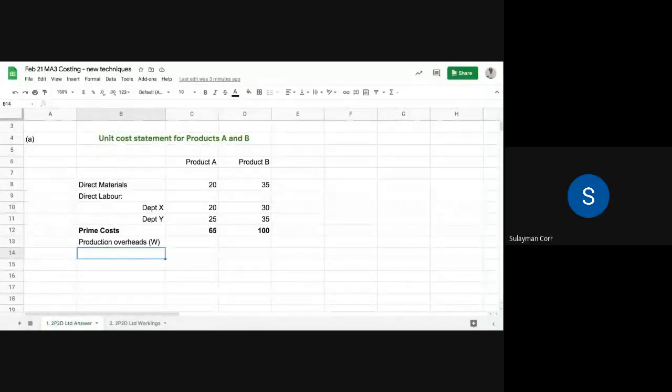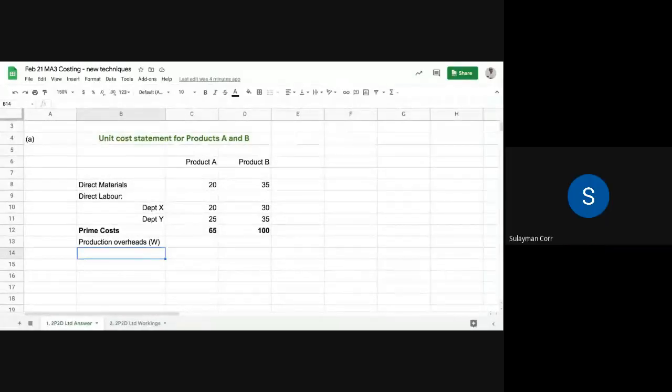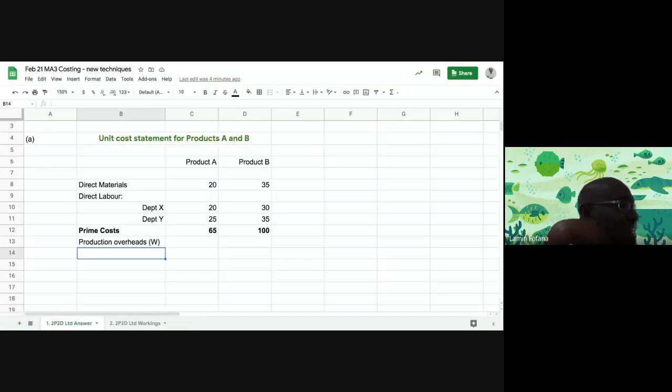Budgeted number of units? Labor hours. We have been told in the question, please be careful. Look at what the problem is: separate OARs based on labor hours. So our activity level in this question is labor hours. Okay? Labor hours is our activity level.